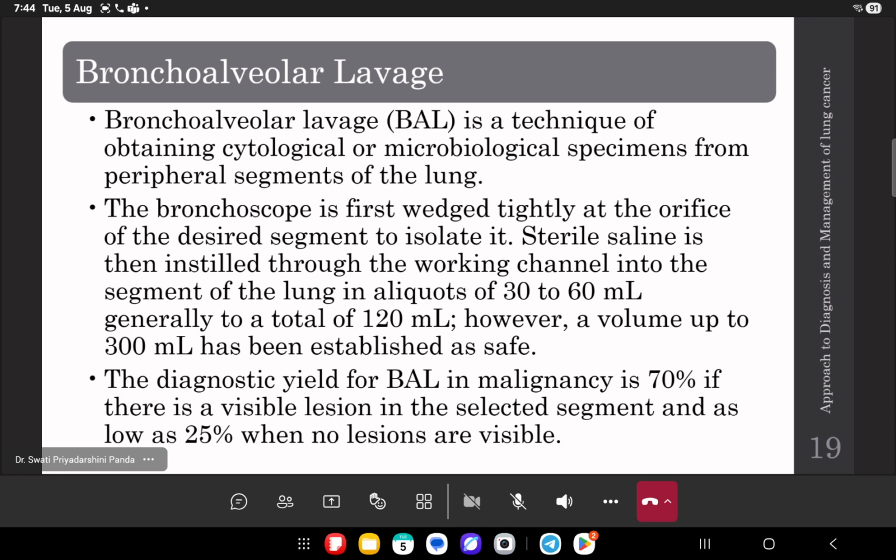The diagnostic yield for bronchoalveolar lavage in malignancy is 70% if there is a visible lesion in the selected segment, and as low as 25% if there is no visible lesions.